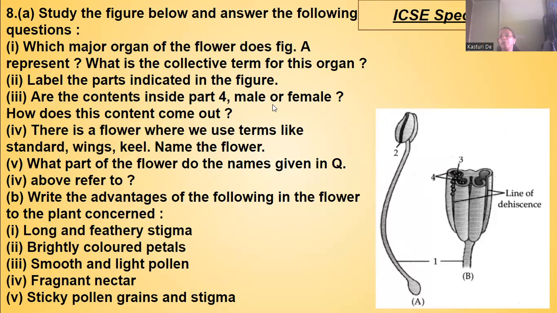Are the contents inside part 4 male or female? How does this content come out? There is a flower where we use terms like standard, wings, keel. What part of the flower do the names given in question 4 refer to? Then write the advantages in the flower to the plant concerned: long and feathery stigma, bright colored petals, smooth and light pollen, fragrant nectar, and sticky pollen grains and stigma.